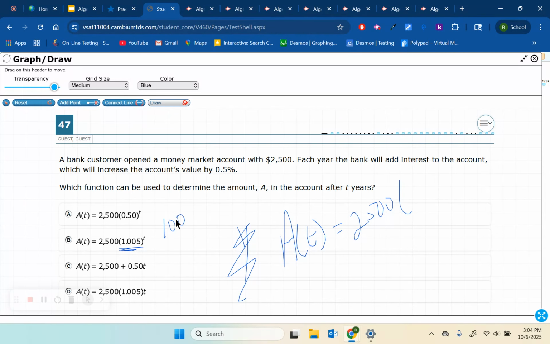So it's like this: you have 100 plus 0.5, and when I add that up, I get 100.5. So 100.5% becomes 1.005 to the t, because this is how you represent a percent as a number by itself. So don't forget, 100% actually equals 1. And 0.5% is, I think, 0.005 or some number like that, right? So it just kind of makes sense that this is my answer, and it happens to be the answer.